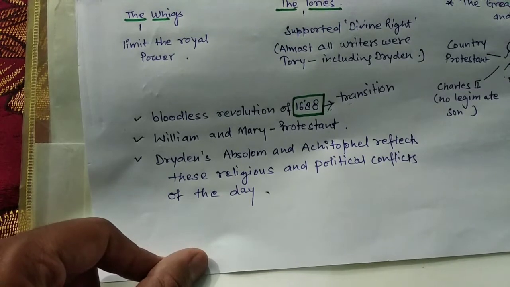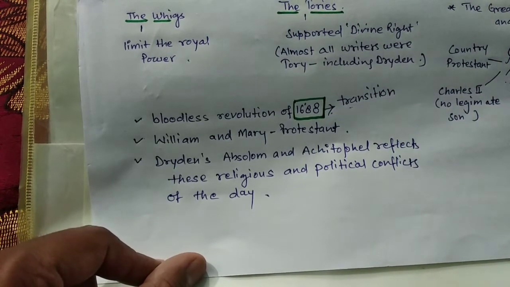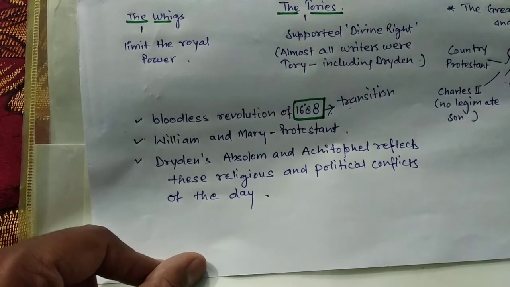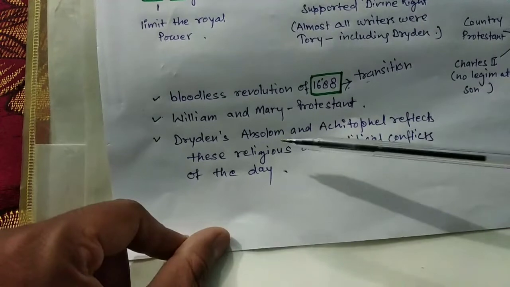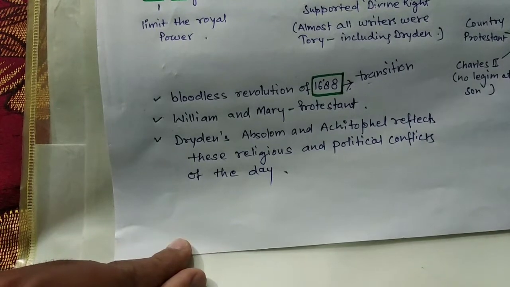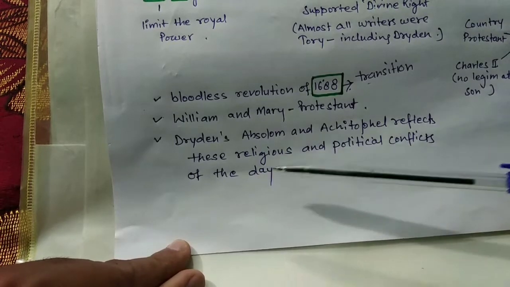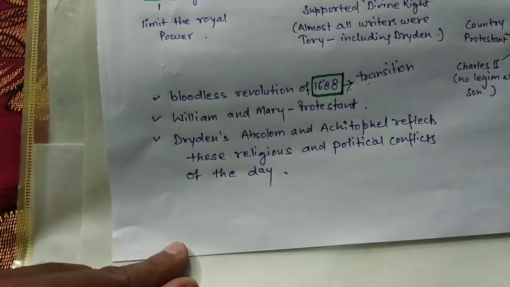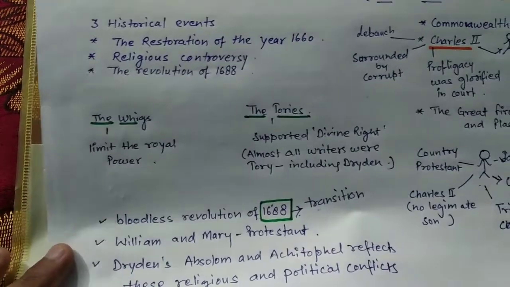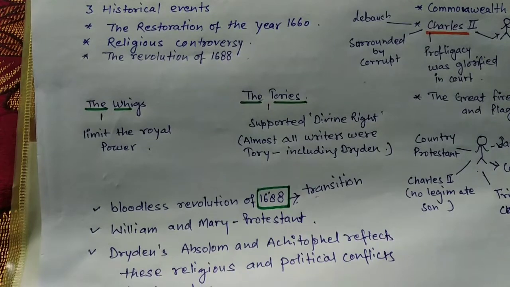Whether it is about, we will study Milton, we will come to know that he was of a particular religion. That's why he was writing about particular things. He was influenced by his thoughts about religion. So same thing is happening here. Dryden's Absalom and Achitophel reflects these religious and political conflicts of the day. Agar hum baat karein Absalom and Achitophel ki, Dryden ka ek important work hai. So it was reflecting the religious and political conflicts of the day. So hopefully this presentation or this video will make the notion clear about the Restoration period and the age of Dryden. This was an introduction part of the age.